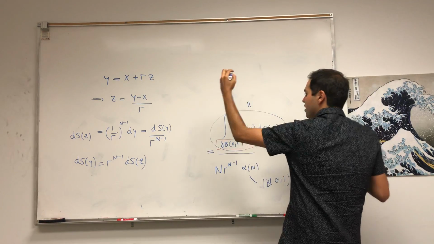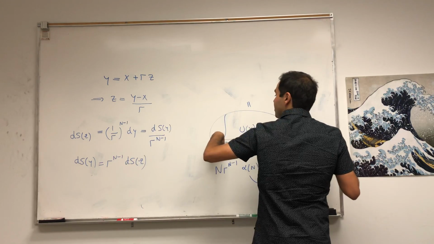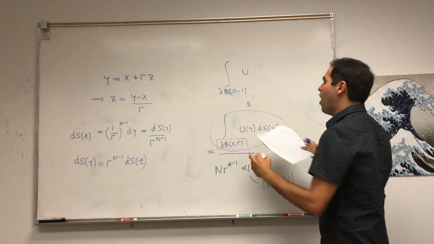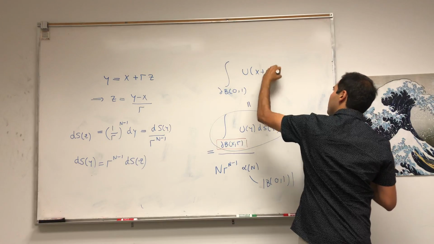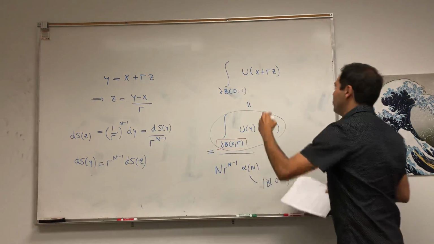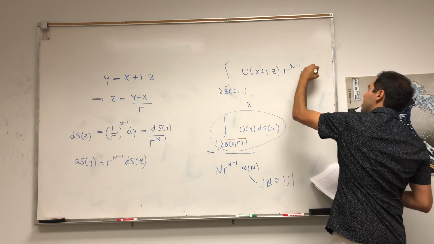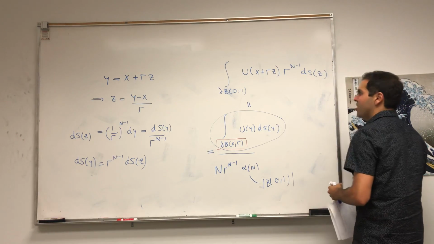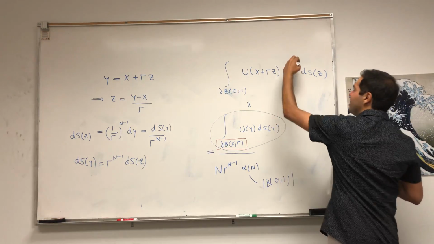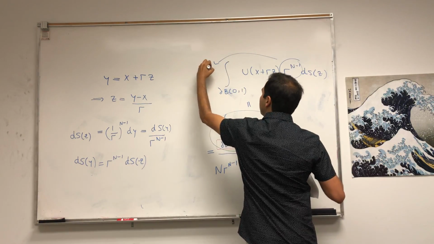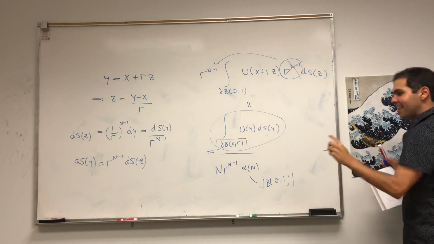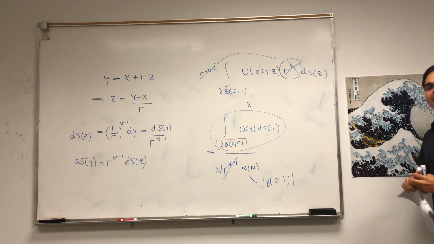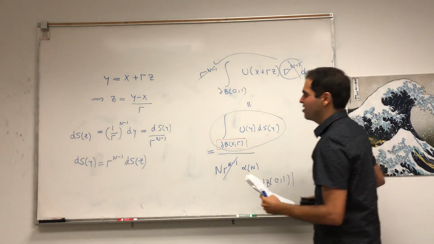So this top just becomes, again, the integral over a new object, which now is the unit sphere, of u of y, which is x plus rz, and our Jacobian, which is r to the n minus 1, ds of z. And this is very good because it makes our job even easier, because this r to the n minus 1 comes out. So we have an r to the n minus 1 here, and this precisely cancels out with this r to the n minus 1. So in fact, using this change of variables, we actually have an easier expression.